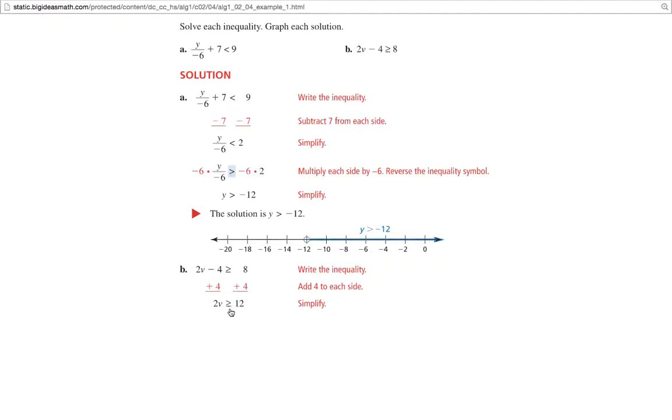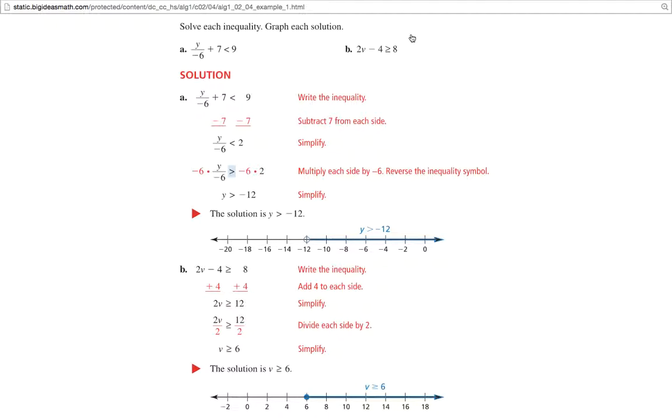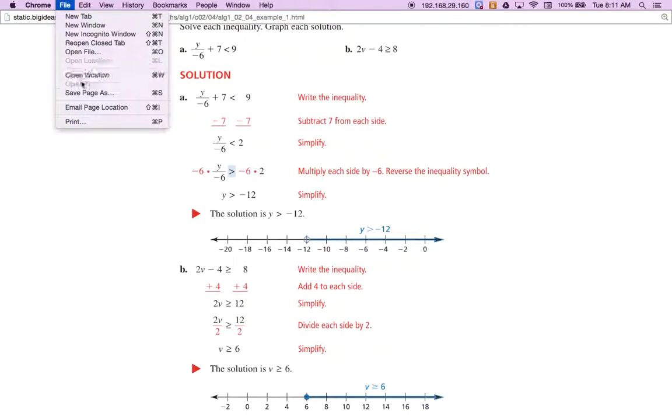Gives you 2v is greater than or equal to 12. And then we're going to divide by 2 because that's multiplication. It gives you v is greater than or equal to 6. It's going to be a closed circle, and we're going to be shading to the right. Close the window.